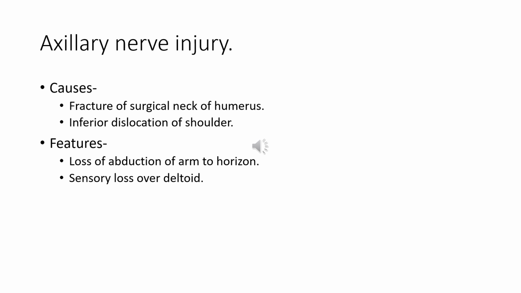Axillary nerve injury can be caused by fracture of surgical neck of humerus and also by inferior dislocation of the shoulder. The features are due to affection of deltoid, loss of abduction of arm to the horizon, and sensory loss over the deltoid muscle.